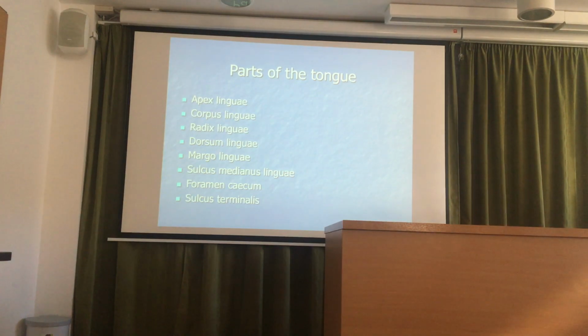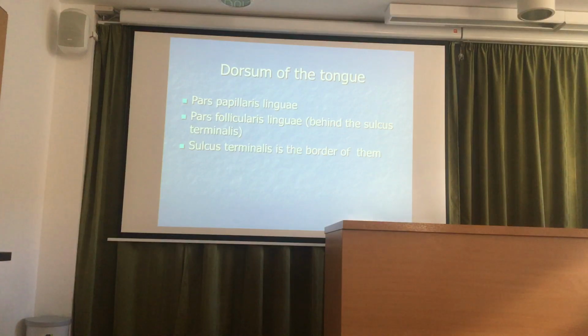The sulcus medianus linguae is the midline of the tongue. You can see a fissure in the midline of the tongue. This is the sulcus medianus linguae. At the end of this sulcus, you can find the foramen caecum, which is a deep pit in the midline of the tongue. You can also find the sulcus terminalis, which divides the two parts of the tongue. Structurally, the first part is the pars papillaris linguae, and the back part is the pars follicularis linguae.